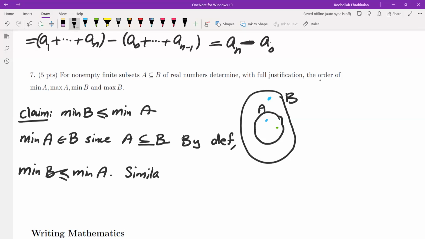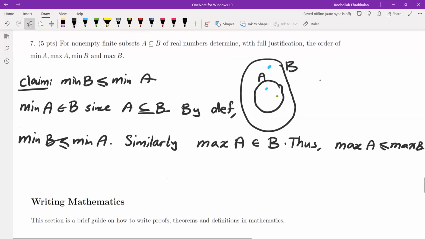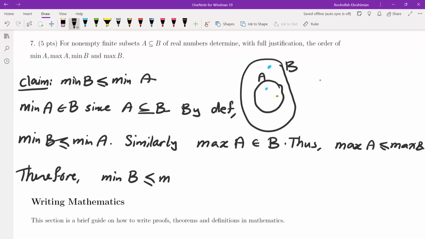Similarly, maximum of A is inside B. Thus, maximum of A is less than or equal to maximum of B. And therefore, we get what we want. Minimum of B is less than or equal to minimum of A, which is less than or equal to maximum of A, which is less than or equal to maximum of B.